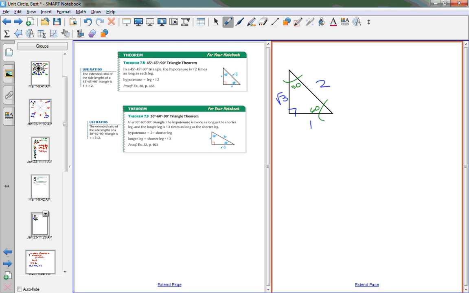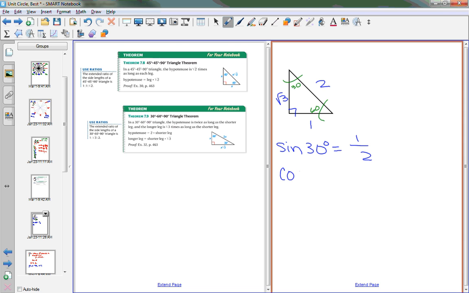So now, we're going to do 30 degrees. The sine at 30 degrees. If I'm going to do the sine at 30 degrees, what is sine again? Opposite over hypotenuse. So what is the opposite leg of 30 degrees? Opposite leg, 1. What is the hypotenuse? 2. So the sine at 30 degrees is going to be 1/2.